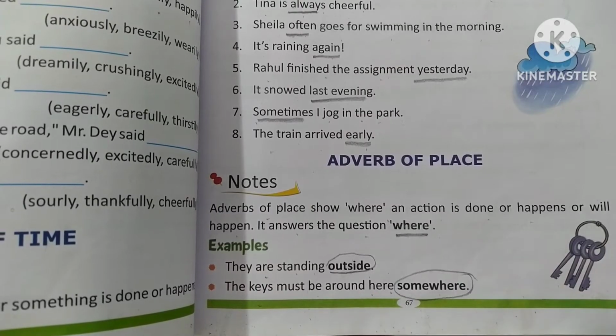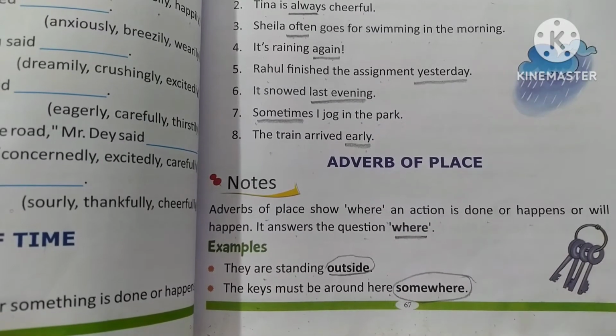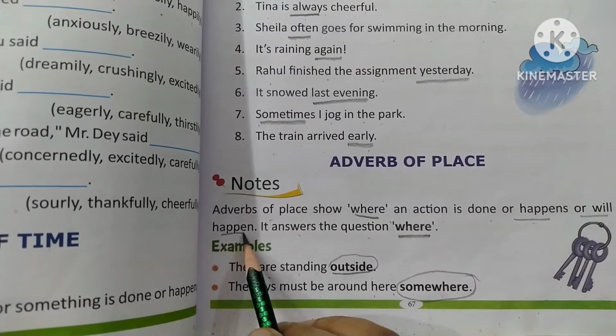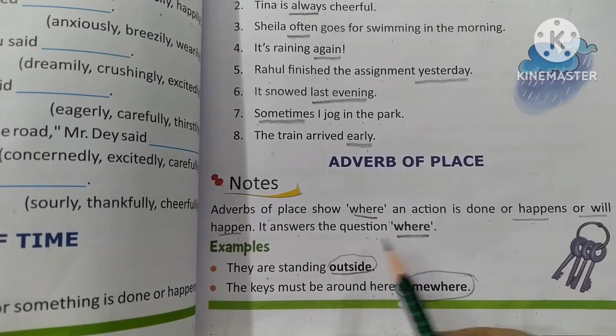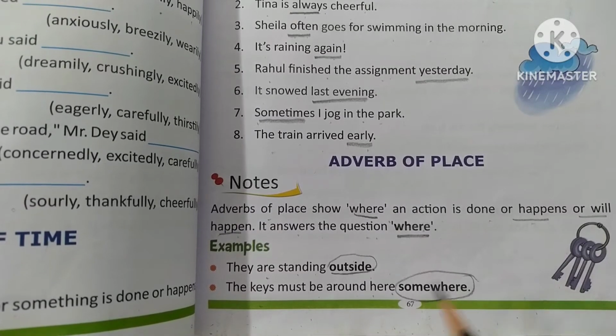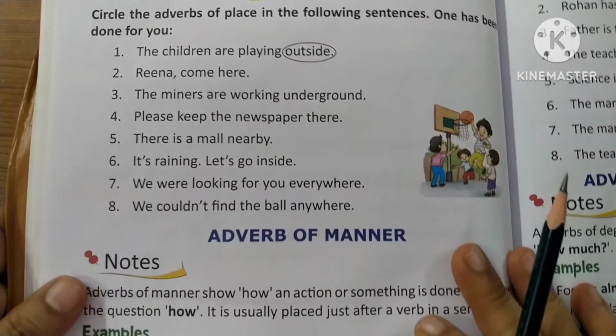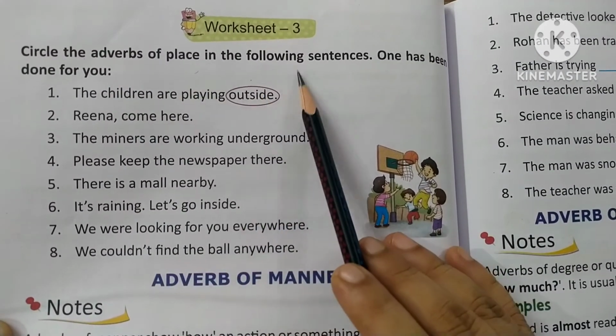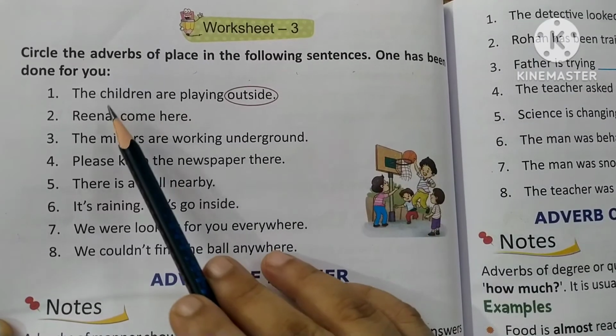So these are the adverbs of place which tell us where an action is done or happens or will happen in the future. It answers the question where. Whereas adverb of time, students, answers the question when. Now, let us do worksheet 3 based on this. Circle the adverbs of place in the following sentences. One has been done for you.